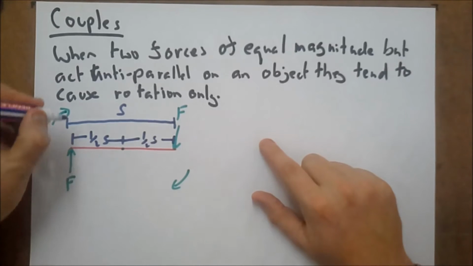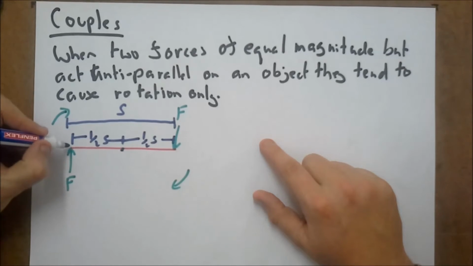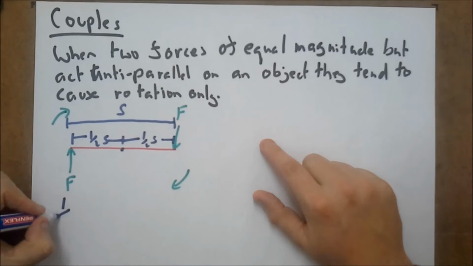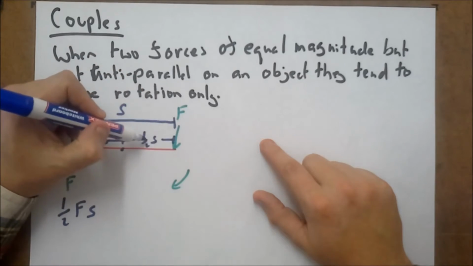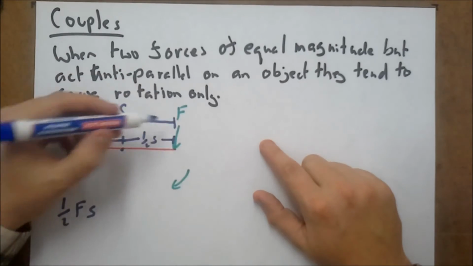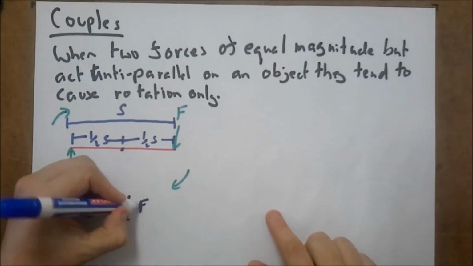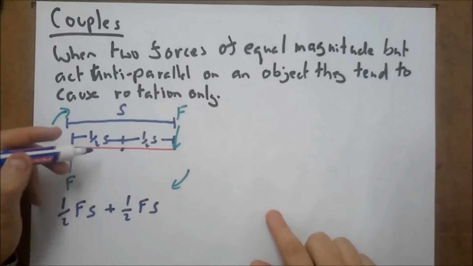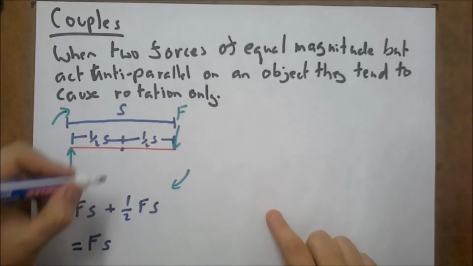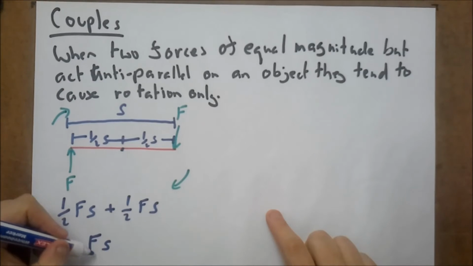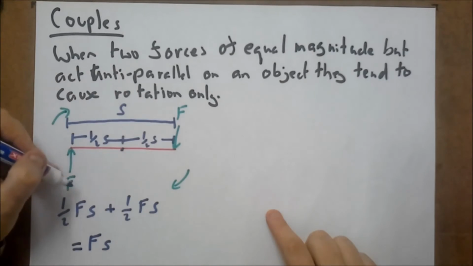So this force here is causing a moment around this point, and that moment has a value of the force times the perpendicular distance, so it's going to be a half times F times S. Likewise, this force over here is also going to cause a turning effect, or moment, about this point, and that also has the same value, a half F S. If we add these together, we find the total moment produced by a couple is the force of one of the forces times the total distance S between the two forces.